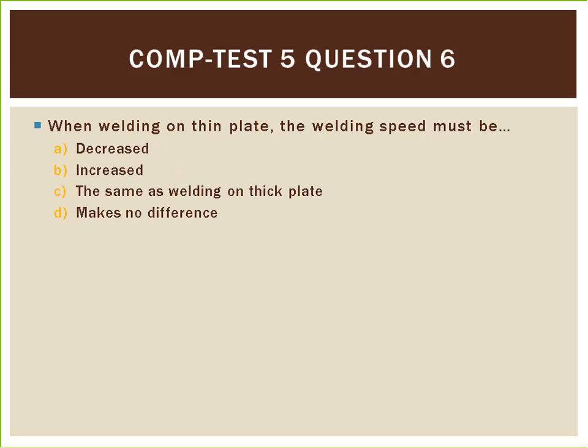Answer B is the best answer here because it is important to use the correct speed to ensure proper penetration while welding. Answer A is incorrect because decreased welding speed on thin material may burn a hole in the welding plate. Answer C is incorrect because a thick plate requires a slower speed for proper penetration. And answer D is incorrect because speed plays a key role in welding procedures. So answer B is the best answer here.